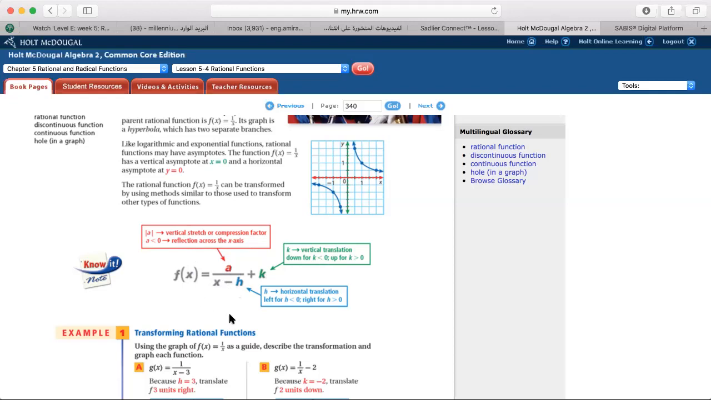And about h, h represents horizontal translation. It is to the left if h is less than 0, if it is negative, and it is to the right if h is greater than 0, which is positive. And I want to remind you that the original rule contains a negative sign, so the h value is the opposite of the sign that is in the function.